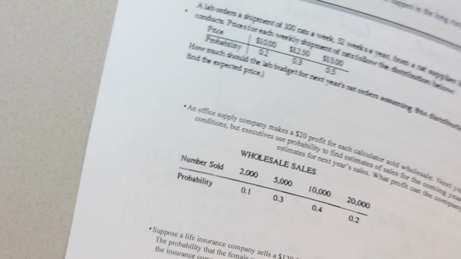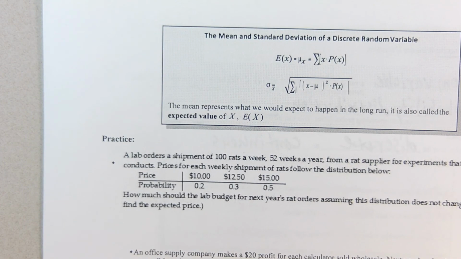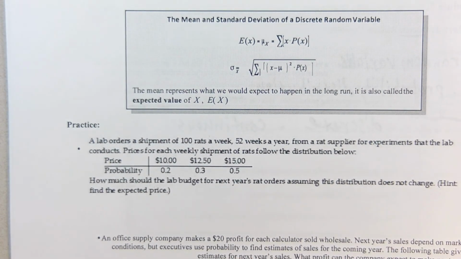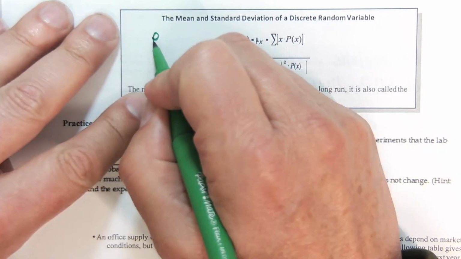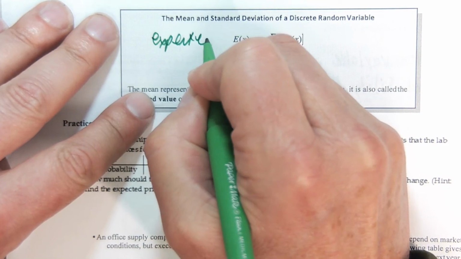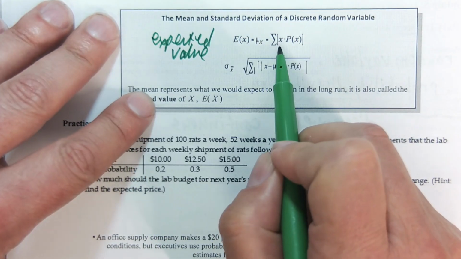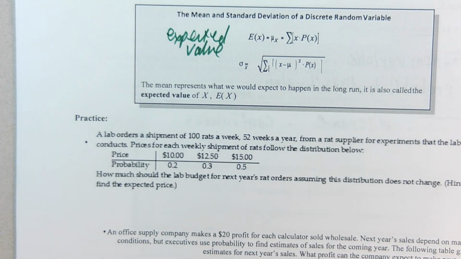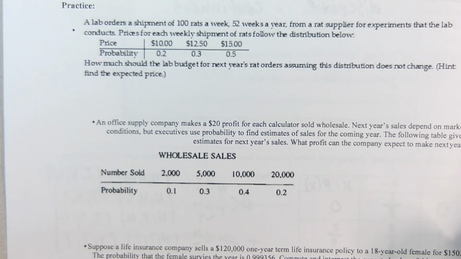Next up, we have the mean and standard deviation. I'm not going to focus on the standard deviation. I'm going to mostly focus on the mean, which is often called the expected value. Once again, I wrote that out. Expected value: you can see we're adding up x times its probability, and that's going to give us our expected value. This is best explained with practice, a little bit of practice here.